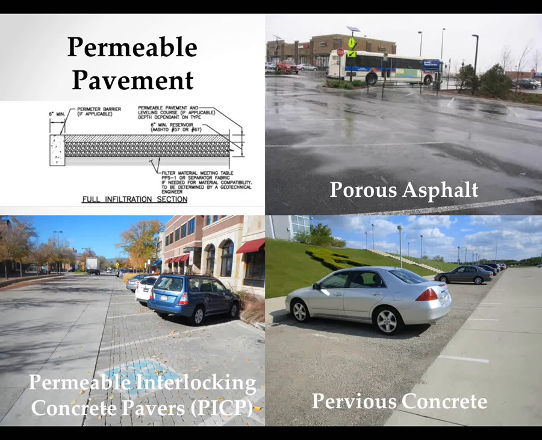Permeable pavements are special pavements designed to allow stormwater runoff to infiltrate through the pavement. Several types of permeable pavement are used in Colorado, including porous asphalt, pervious concrete, and permeable interlocking concrete pavers, or PICP for short, and all have layers of rock or sand underneath. Permeable pavements allow stormwater to infiltrate back into the groundwater and also filter pollutants as the runoff travels through the various layers of rock and sand.